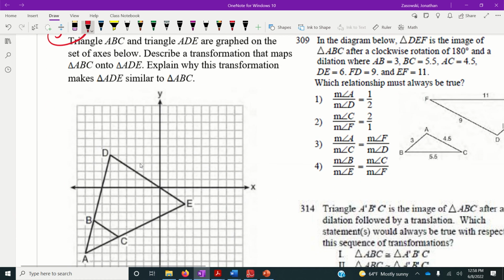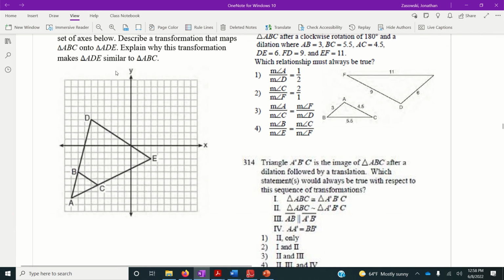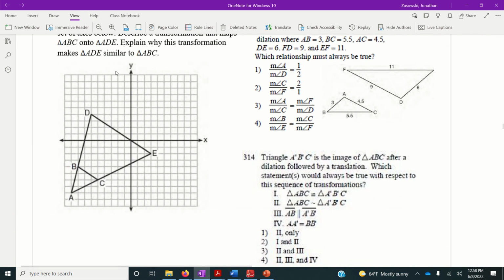All right, let's see if you can try 304. We'll do this one together. 304, when we're looking at this question, we're doing a similarity transformation. So the first thing we're going to have to do is talk about the fact that we're doing a dilation. Now, when we grow or shrink this shape, point A is staying the same. So this is going to be our center.